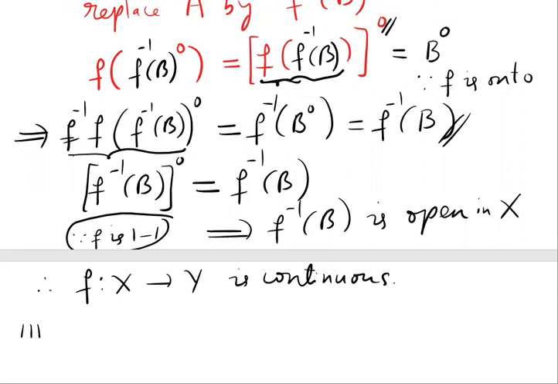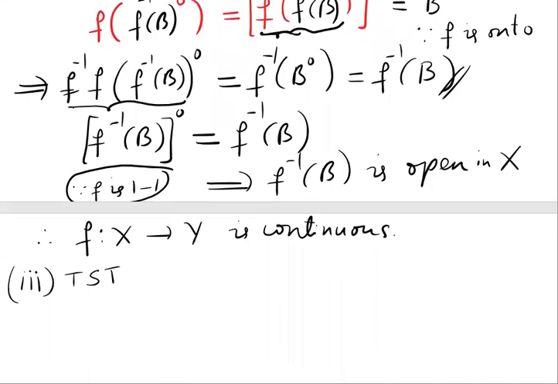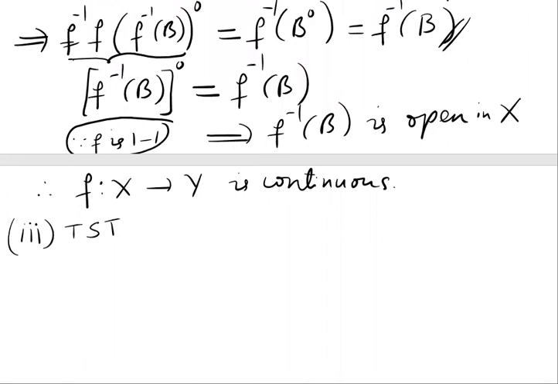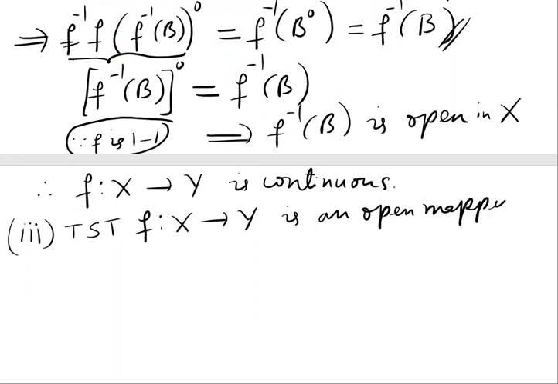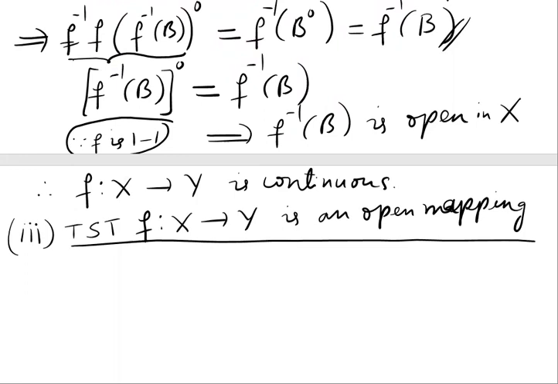Now we have to prove it is an open mapping. To show that, we have to prove F inverse is continuous, and we know that F inverse is continuous is equivalent to F is an open mapping. So we prove that F from X to Y is an open mapping. Okay, let me underline that. Right? That means we have to prove that F takes open sets to open sets. Okay, let me take any open set.